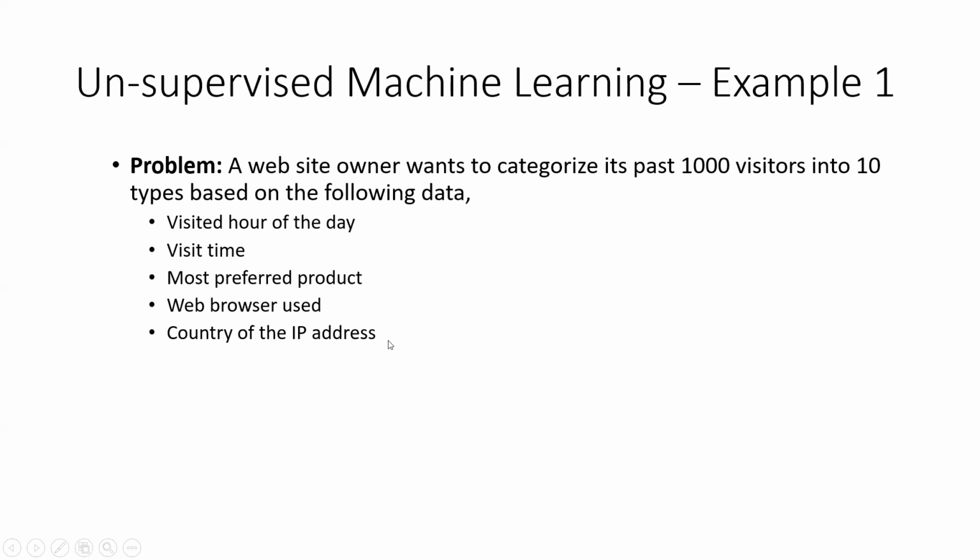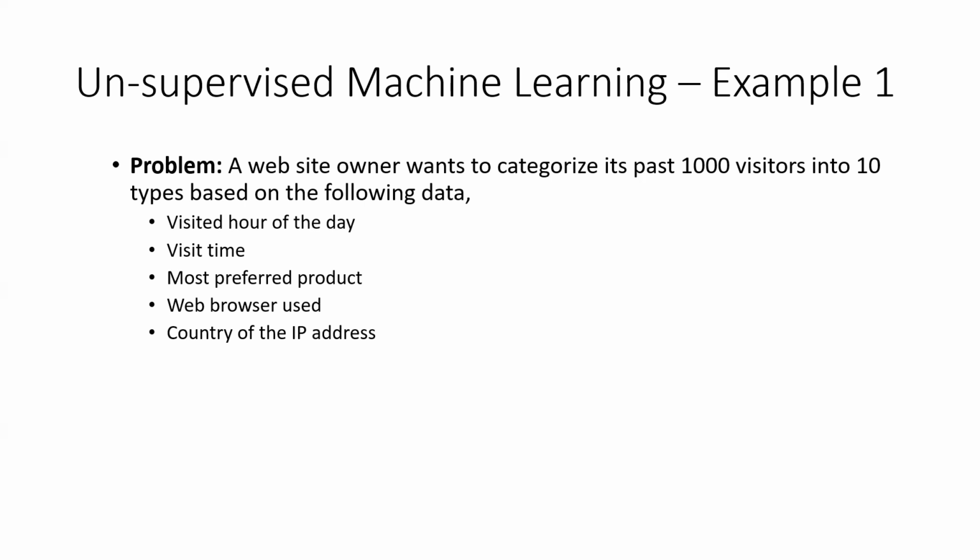And the country of the IP address: you can find the visitor's IP address, and from the IP address you can find the country using another service. With this data, the owner wants to cluster these visitors into 10 types. So how does he know he wants 10 types? Actually, he doesn't know, right? Initially he may have tried 10 types, and after he gets the results, he may change the number of types until he gets a better goodness of fit.